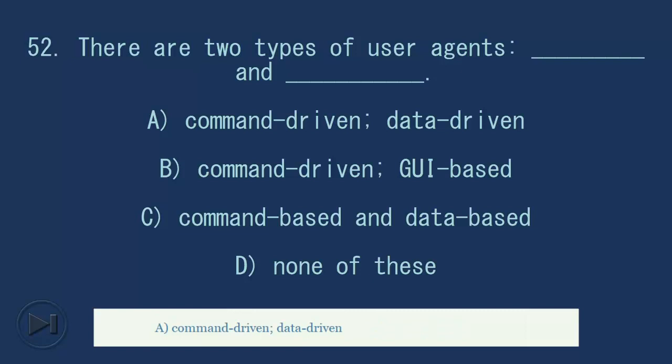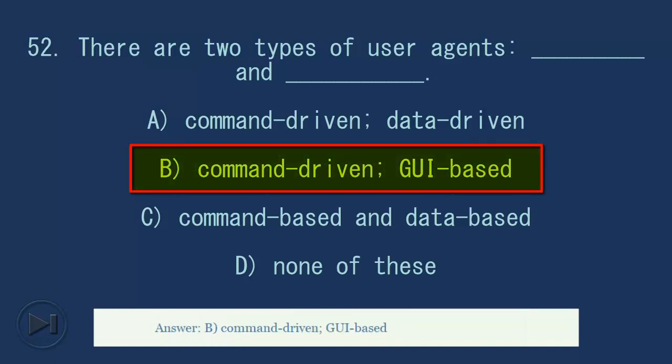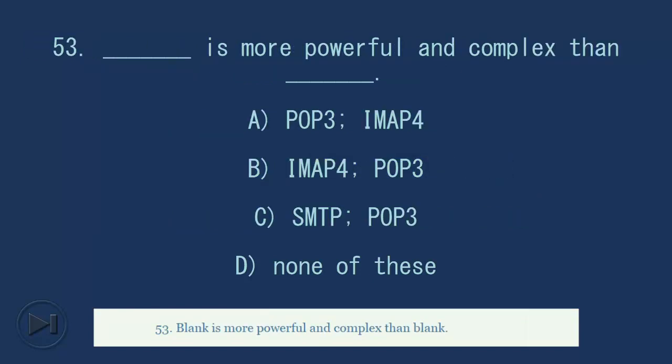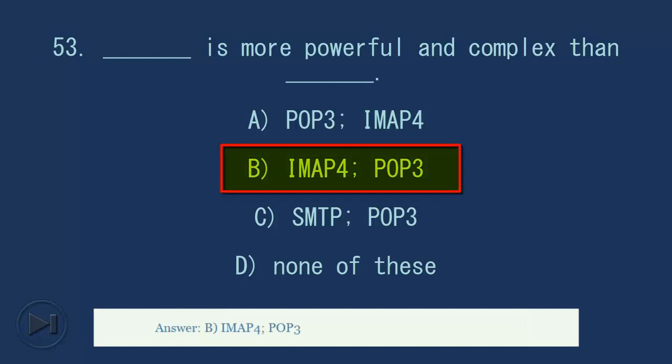A. Command-driven, data-driven. B. Command-driven, GUI-based. C. Command-based and data-based. D. None of these. Answer: B. Command-driven, GUI-based. 53. Blank is more powerful and complex than blank. A. POP3, IMAP4. B. IMAP4, POP3. C. SMTP, POP3. D. None of these. Answer: B. IMAP4, POP3.